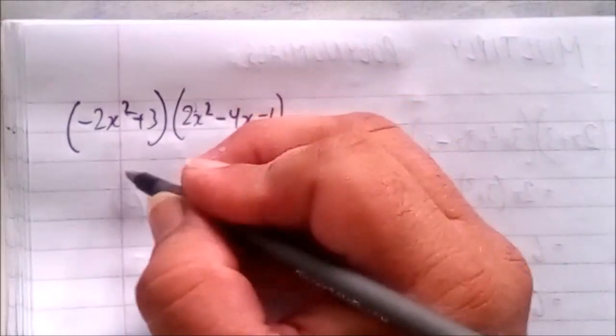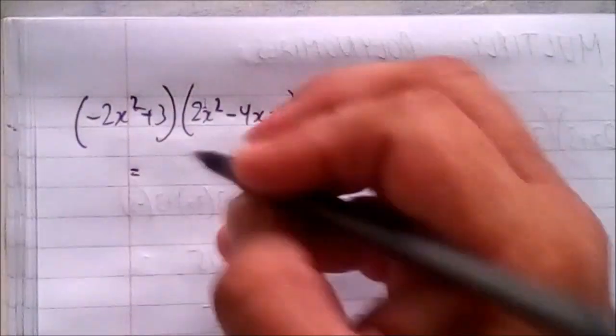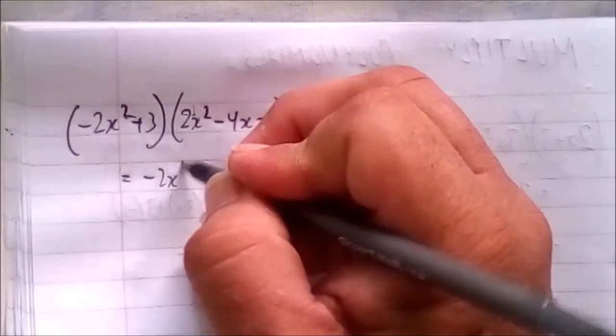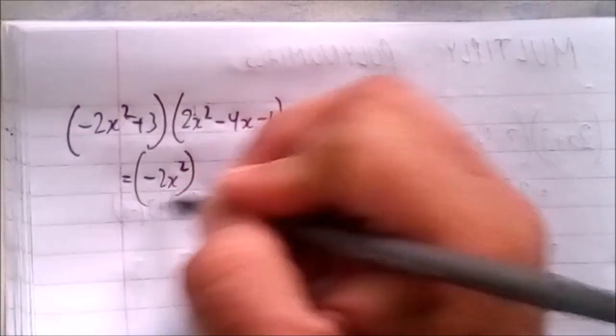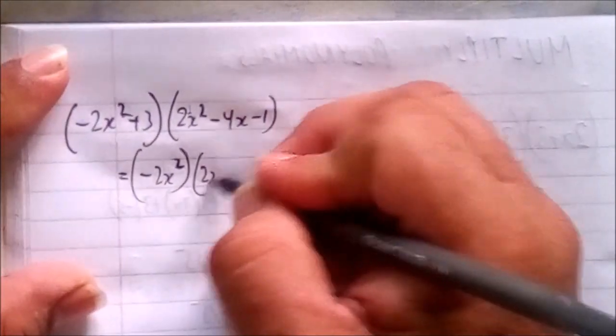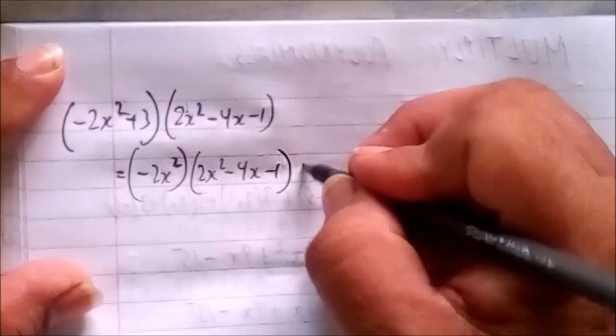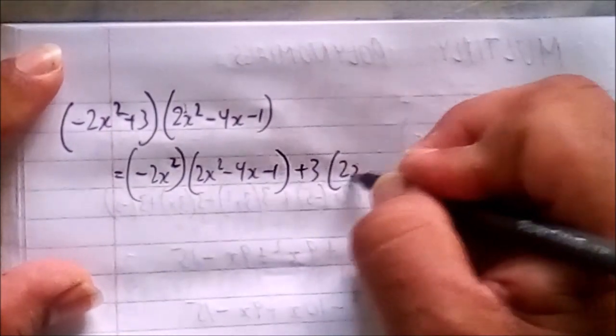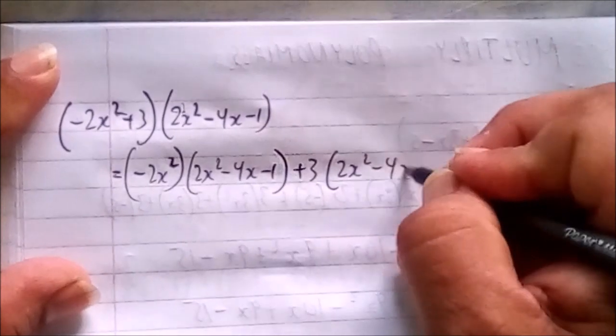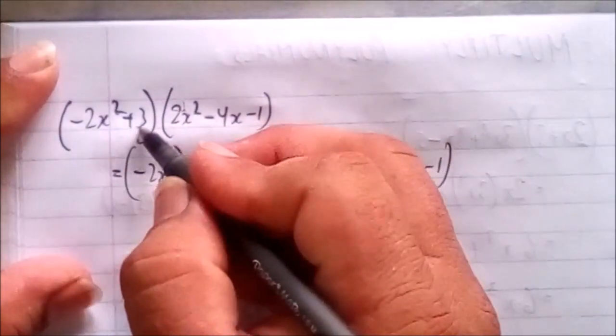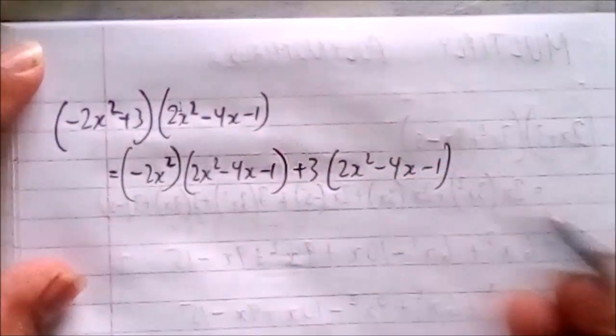So I'm going to write the steps right here, the working out. I'm going to take the first term, 2x squared, times everything in the second bracket. I'm going to be explaining in detail, plus 3 times the second bracket. Where did that 3 come from? It came from the second term in the first bracket.